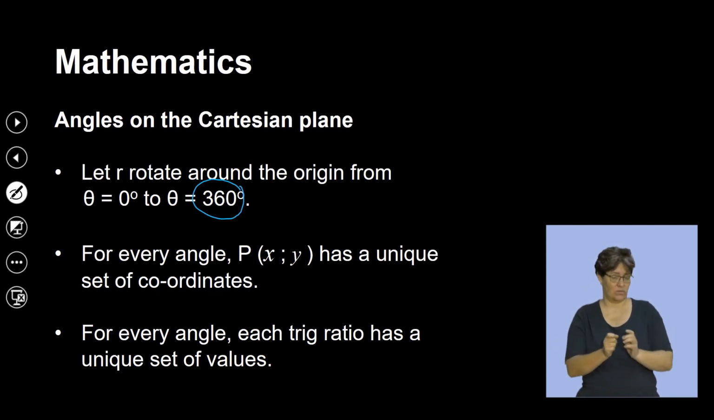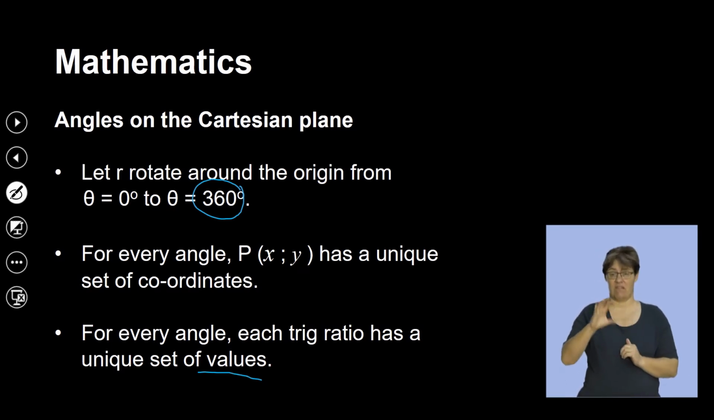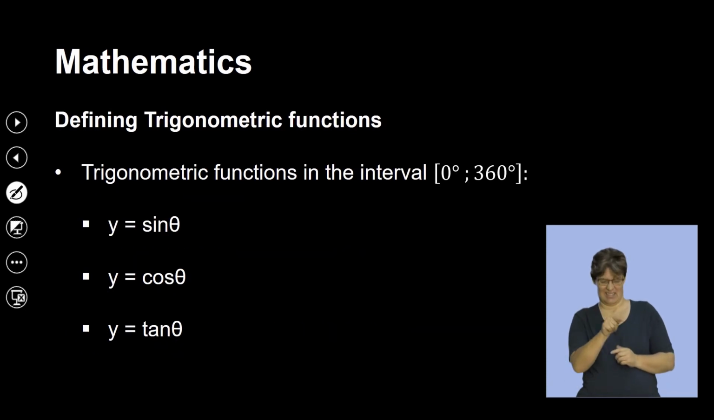So for every angle that we have, clearly if I have an angle of 30, it won't give me the same values as if I have an angle of 45 degrees, and if I have an angle of 130 degrees and 180 degrees and 200 degrees. So that's what I really mean there.